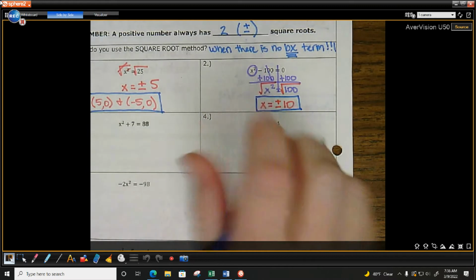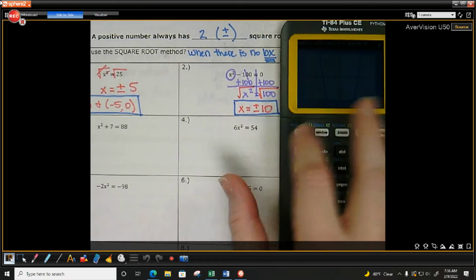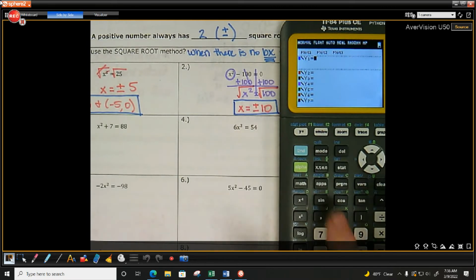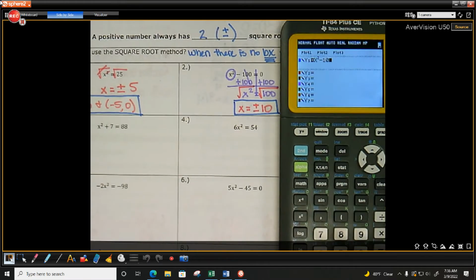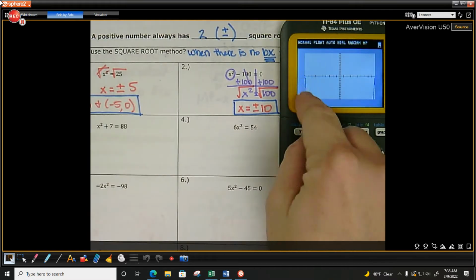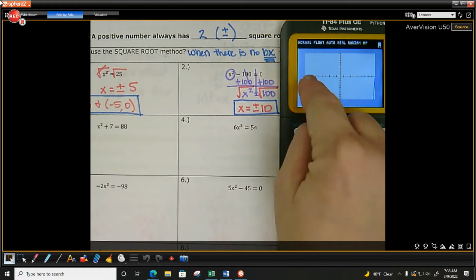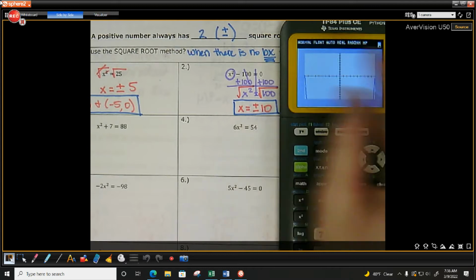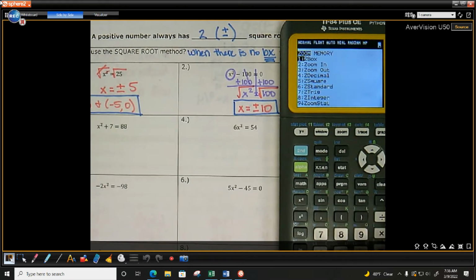Can we graph this to check? Yes. Is it already solved for 0? Does it already equal 0? Yes, we don't have to change anything. X squared minus 100. And graph. You can't really see, but you can kind of see part of it on the left and part of it on the right. Does it look like it hits at negative 10 and positive 10? Yes. If you wanted, you could zoom out and hit enter.